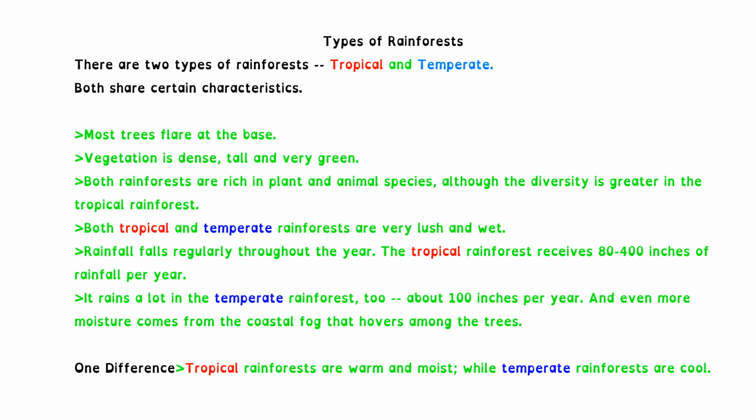So we know there's two types of rainforests, tropical and temperate. Both share some common characteristics. Both rainforests have a huge biodiversity of animals and plants. Both get tons of rain, but the one big difference between these two is that the tropical rainforests are warm and humid, and temperate rainforests are cool.